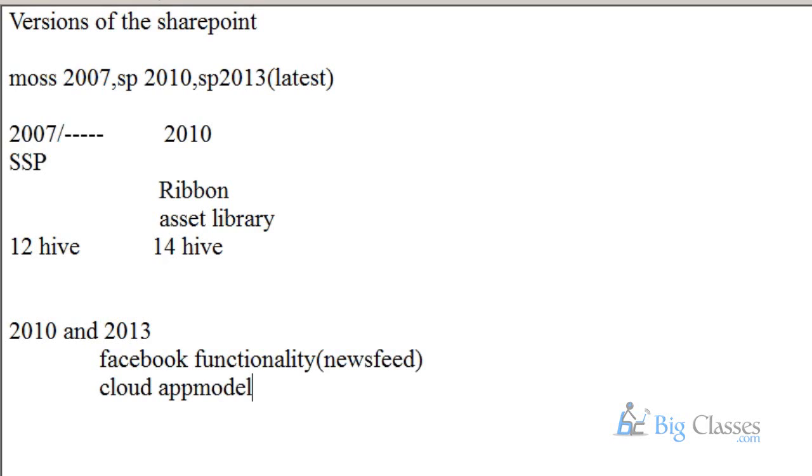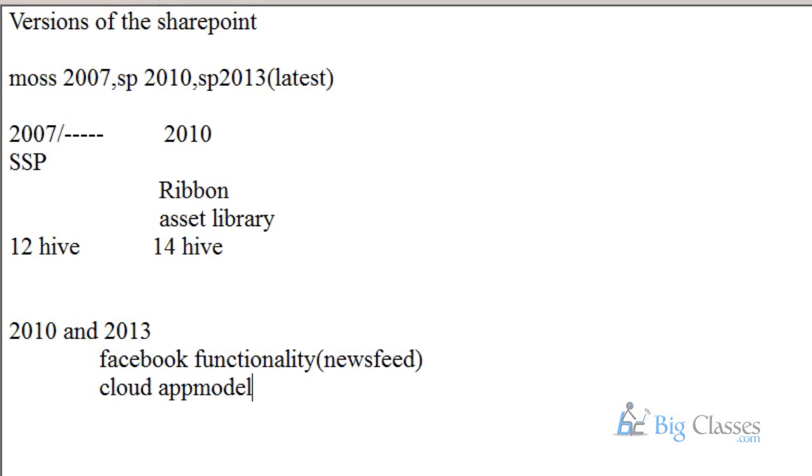What is the cloud app model? You can deploy it in the cloud. Yes, exactly. Your application will be running on the cloud. If it is running on cloud, then we can access it from anywhere, right? From desktop, from mobile, from tab, we can access it, right?